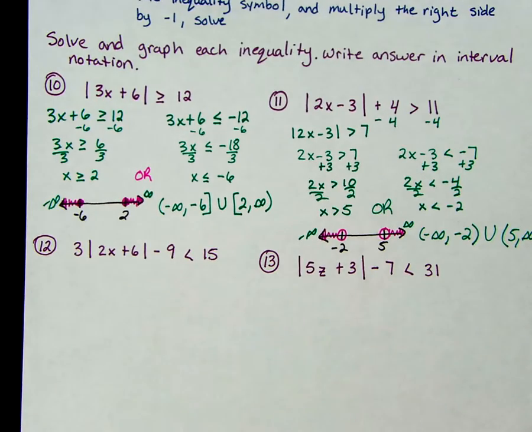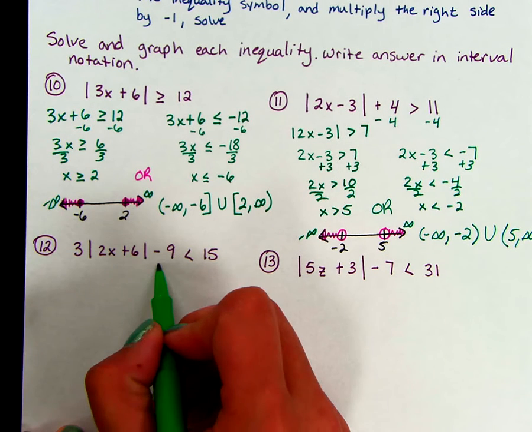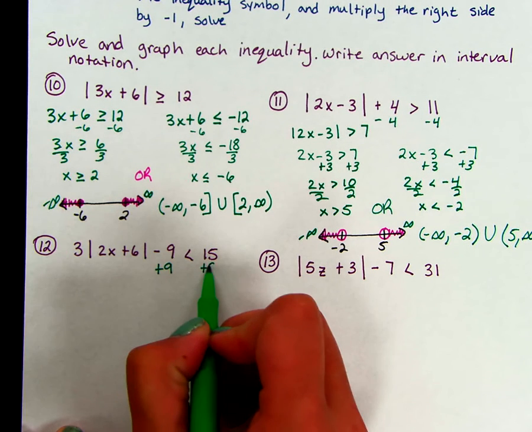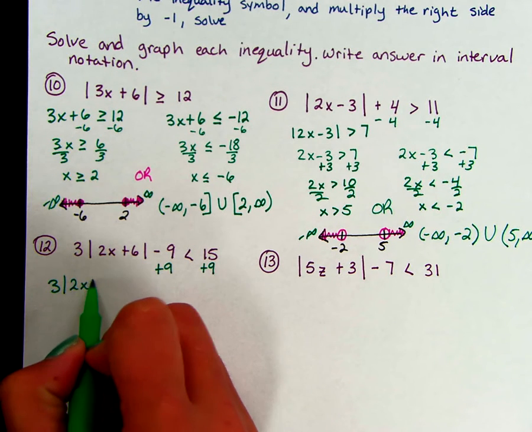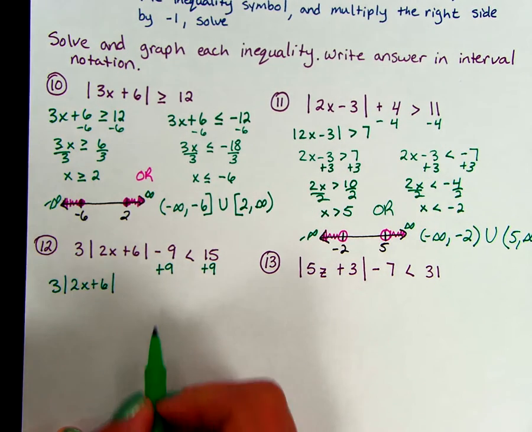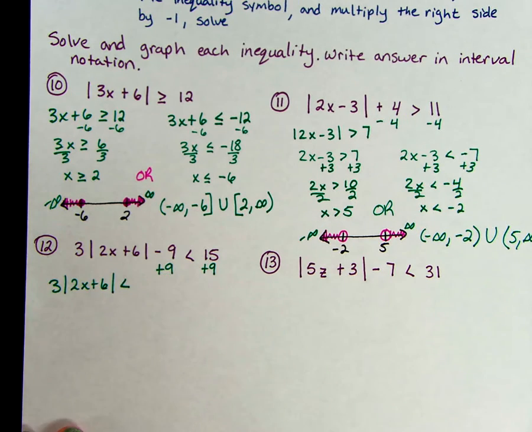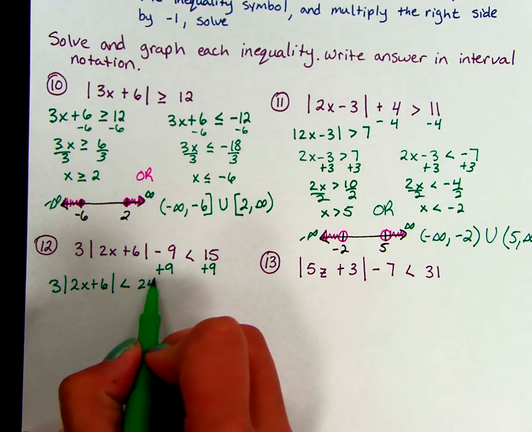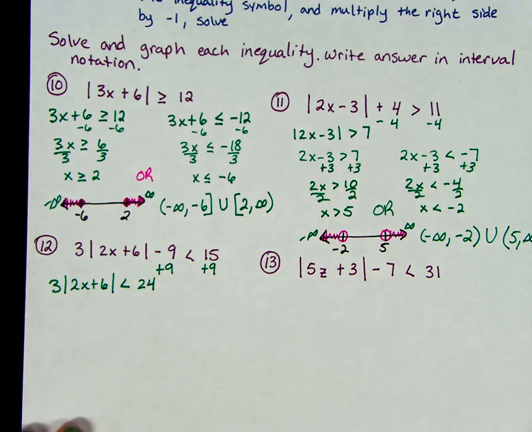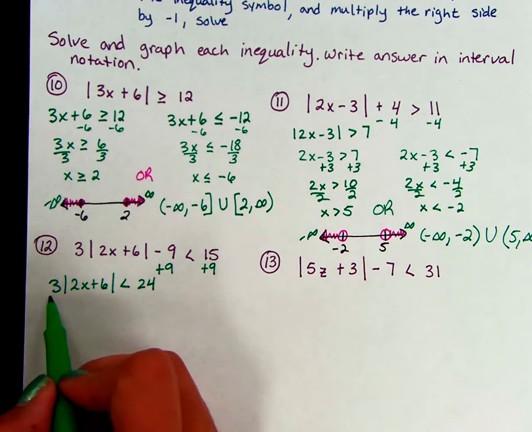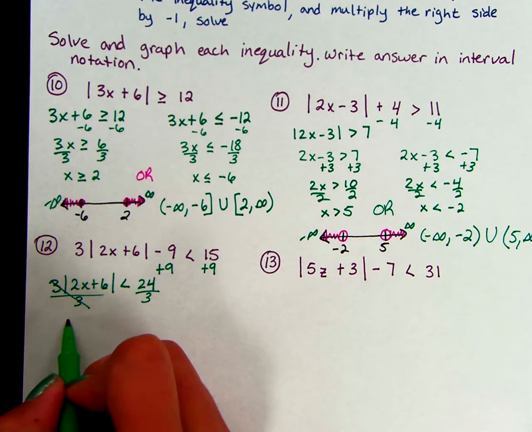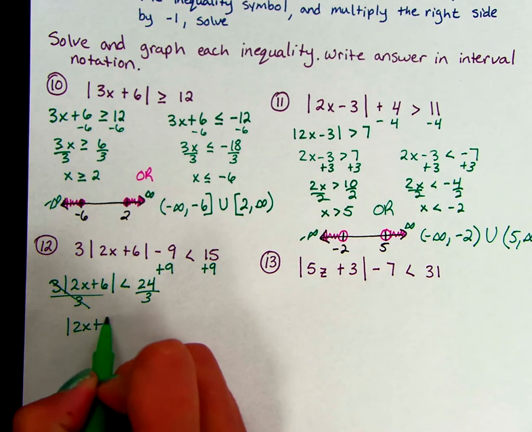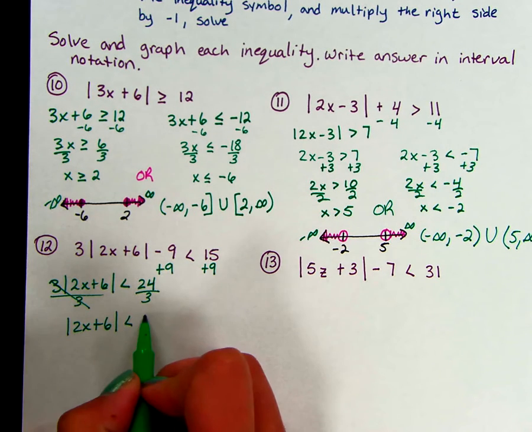All right, next problem. So again, our first step is to always isolate the absolute value. So for this one, we're going to start by adding 9. So 3, absolute value 2x plus 6, less than, and then 15 plus 9 is going to be 24. Now remember, we never distribute into an absolute value, okay? So now we have to divide both sides by 3. So that cancels. So we have the absolute value of 2x plus 6 less than 8.